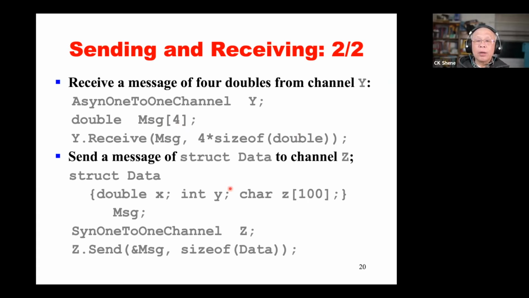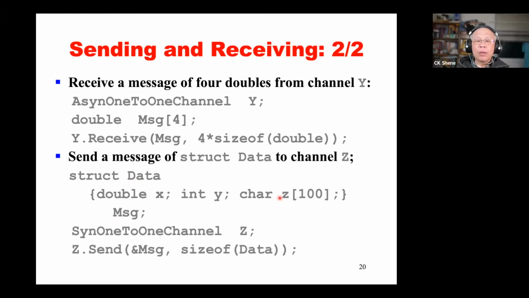And then let's look at a more complex example. This is very frequently used. Instead of sending a single variable or an array, in many cases, the message could be a data structure. Here, we declare data to be a structure. The variable name MSG is a data structure in which we have 1 double, 1 integer, and a character array of 100 positions.